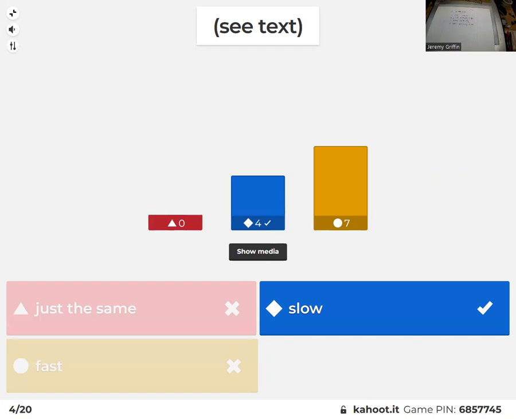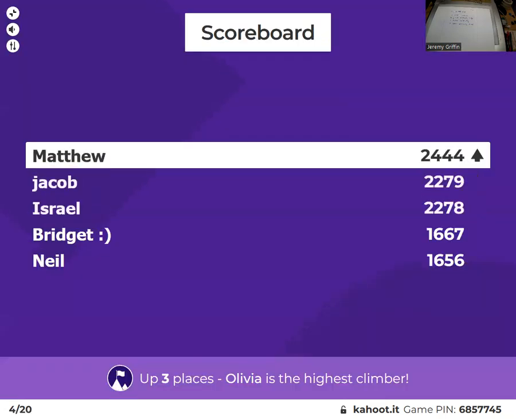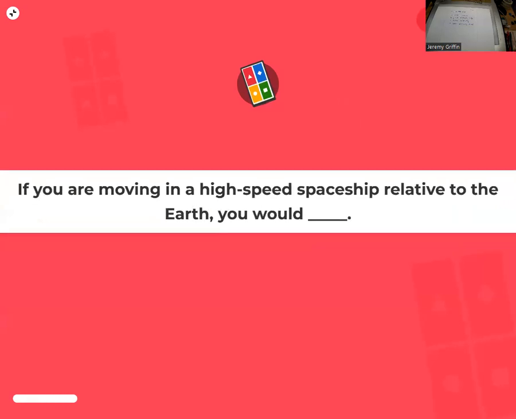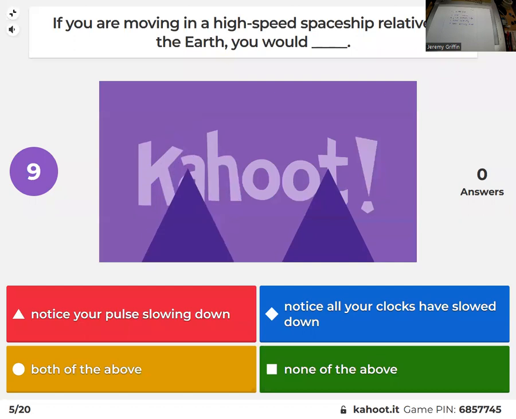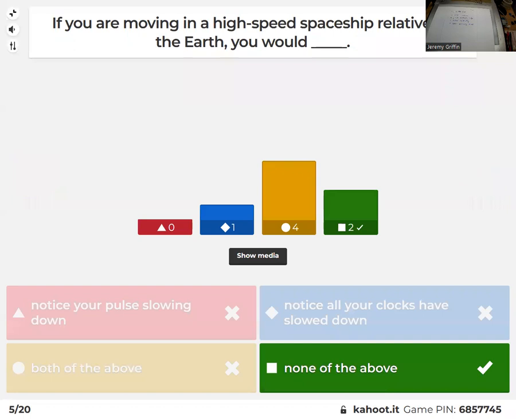Moving slow. Remember how Rocket Twin barely aged at all, and Earth Twin turned into an old man? So we see the spaceship clock is running slow. If you're moving on a high-speed spaceship relative to Earth, you would... Remember, Rocket Twin inside the ship doesn't know there's anything weird about the ship or inside the ship itself.